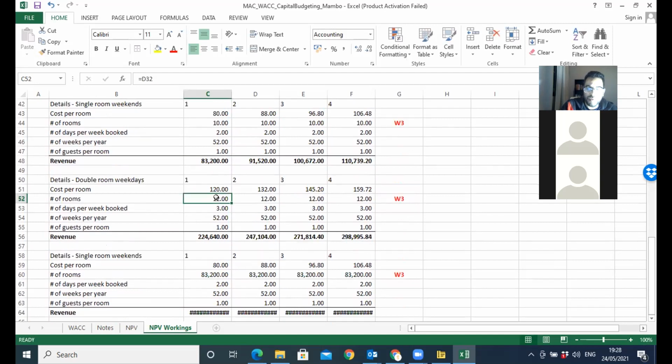There's 12 rooms. The number of days per week is still 5. But what's the occupancy rate for doubles? Each week, 75%. So on average, it will be that. Number of weeks per year, 52. The number of guests for double rooms is 2, so we can change that. Okay, so we're happy with that? Any questions so far?